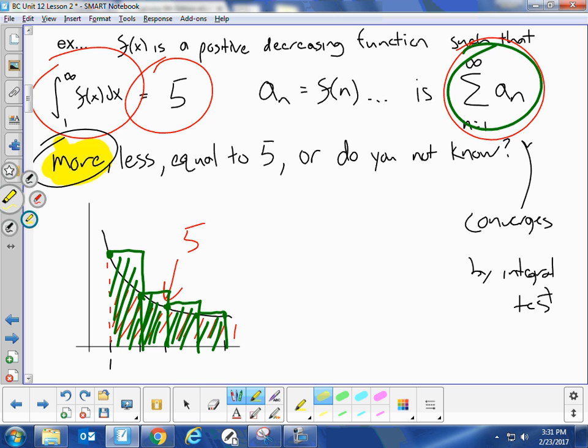It's because I'm trying to add this value. Well, how do I add this value in terms of area? It would be this y value times 1. Boom. Plus this y value times 1. Plus this y value times 1. And it looks like a left Riemann sum. Okay? So that's the integral test.